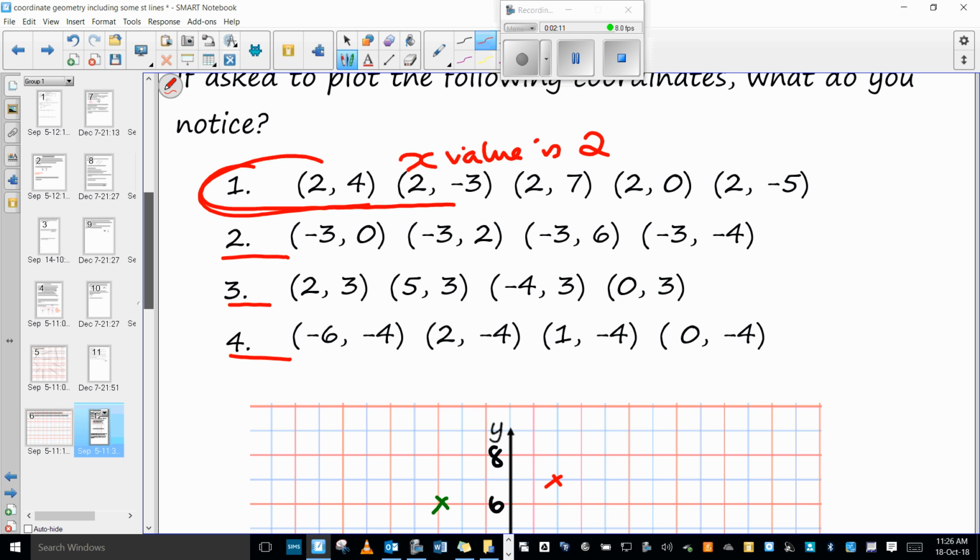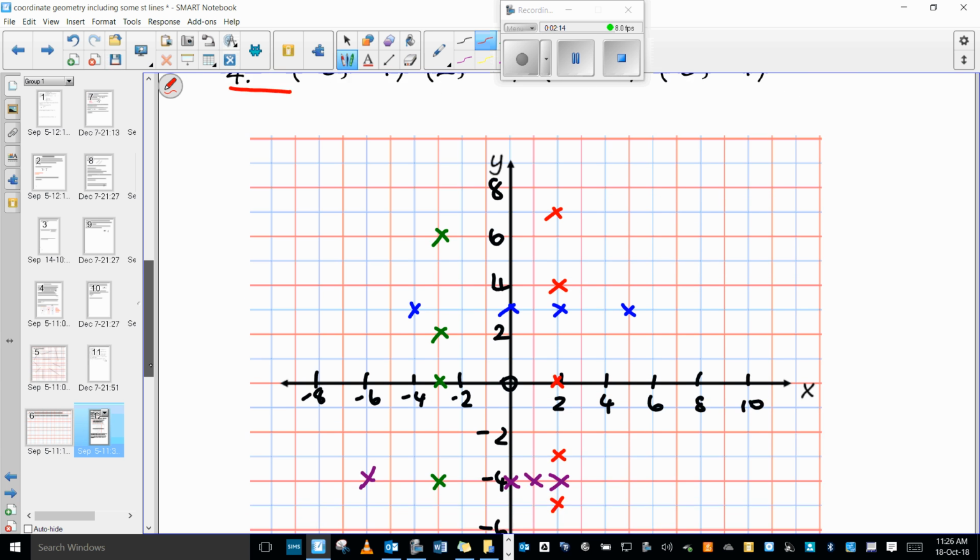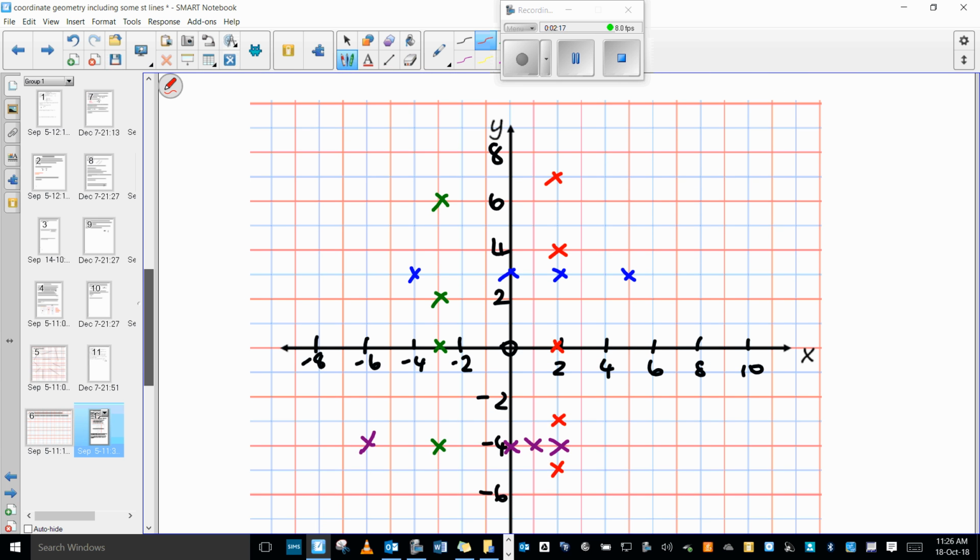Let's have a look what they look like. Looking at my red crosses or whatever colour you had, what can you see about all of those coordinates? Emily? They're in a vertical line. Anything else special about it? Whereabouts is that vertical line positioned? It goes through the 2 on the x-axis. So these red coordinates are all in a straight line. They go through the value of 2.